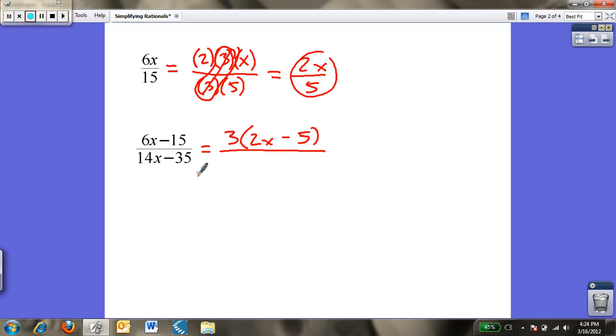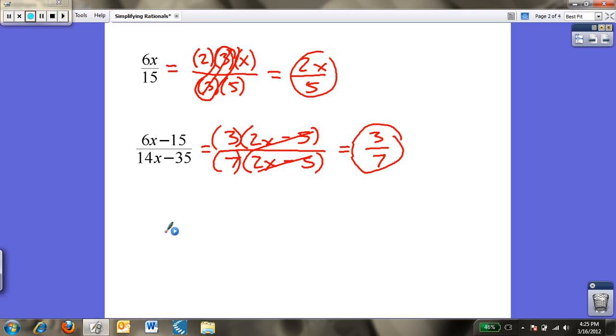Now we apply the same logic to the bottom. 14x minus 35, those both share a common factor of 7, and 7 times 2x would give us 14x, 7 times 5 is 35. Now in this case, it's not the numbers that match up, but it's our leftovers, these binomials, 2x minus 5, 2x minus 5. But again, because I'm multiplying with them here and here, they're essentially factors. 2x minus 5, it's its own factor. Same with the one on the bottom. So those, 2x minus 5 divided by 2x minus 5, become 1, disappear. And what remains becomes my answer, 3/7.